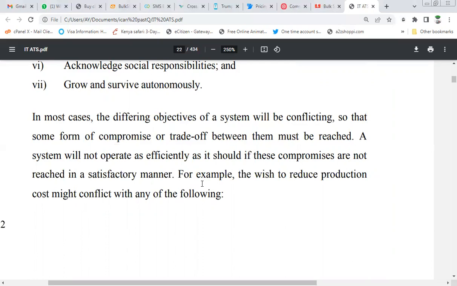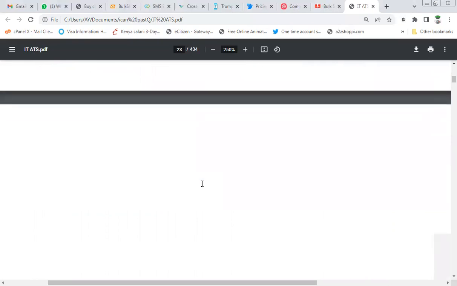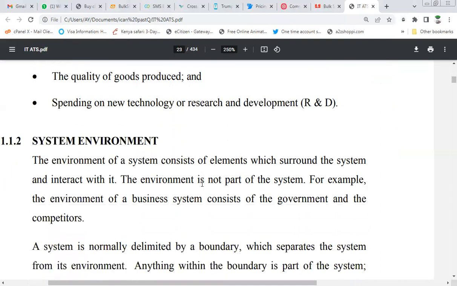For example, the wish to reduce production costs might conflict with any of the following. So that's measured against health and safety conditions at work. The high costs used for the treatment of waste and effluent from production, the quality of goods produced, and spending on new technology or research and development.